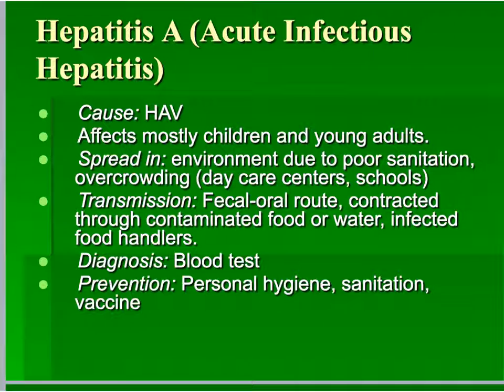So hepatitis A affects more children and young adults, and it is spread in the environment due to poor sanitation, overcrowding, daycare centers, schools, and the transmission is by fecal oral route. So you go to the bathroom, you don't wash your hands, and then infected food handlers touch food, and then it goes from one person to the other. You diagnose it based on a blood test. And prevention is the key. Personal hygiene, sanitation, and even getting a vaccine is important.